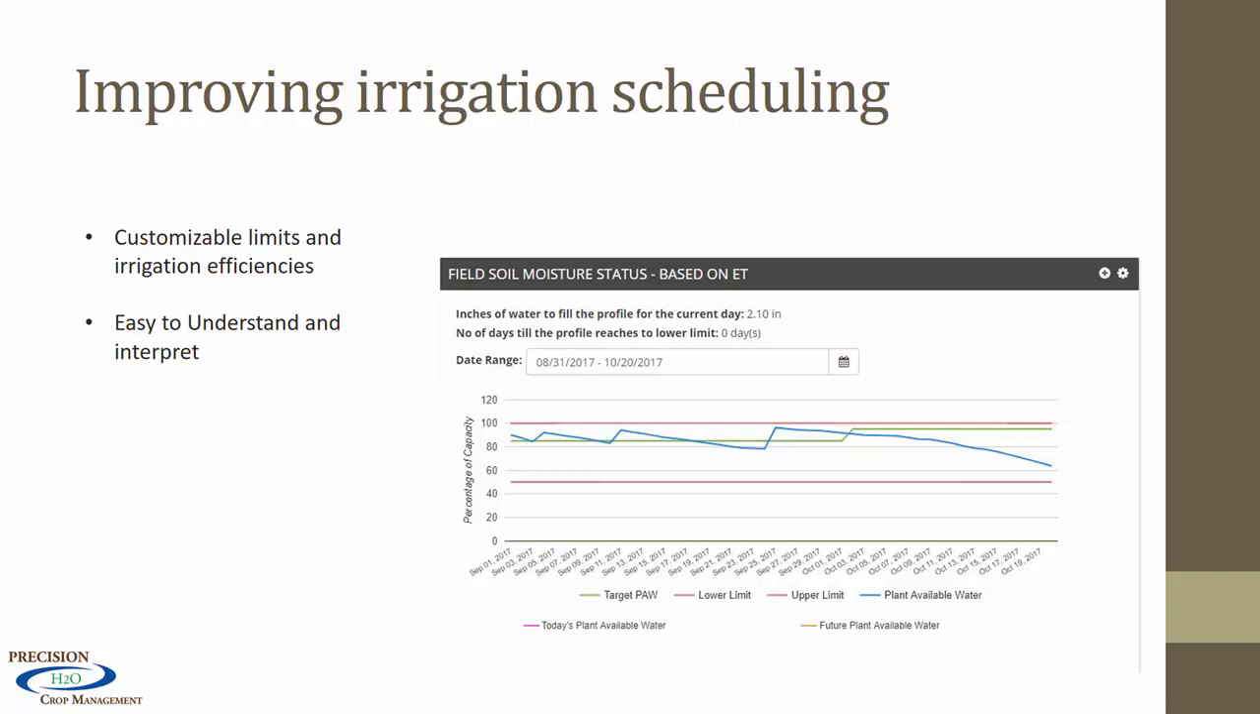The second thing is we try to make everything very easy to understand and all the data easy to interpret. No confusing graphs. We try to put everything in inches to make it easier for consultants and farmers to quickly glance at an individual field or a number of fields at one time to decide what their course of action will be for irrigation in the near future.